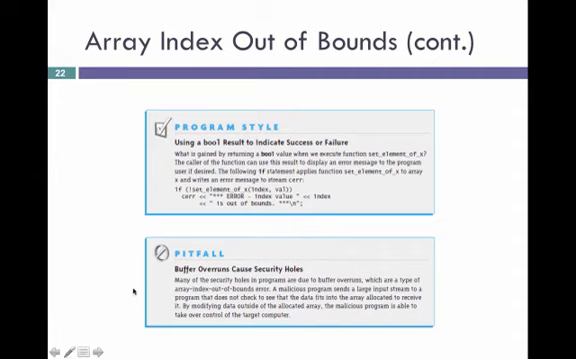Now, finally, a pitfall. There's a kind of security vulnerability called a buffer overrun, and it's a kind of array index out of bounds error. A common way this happens is some malicious program can send a large amount of data to a program that doesn't check to see if that data fits into the array that's allocated.